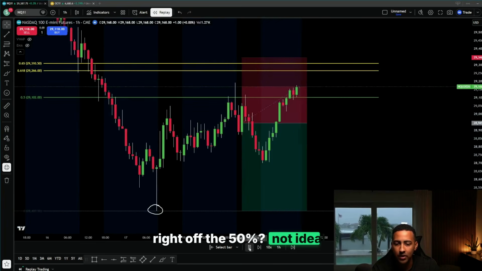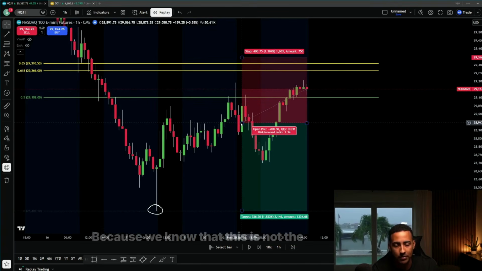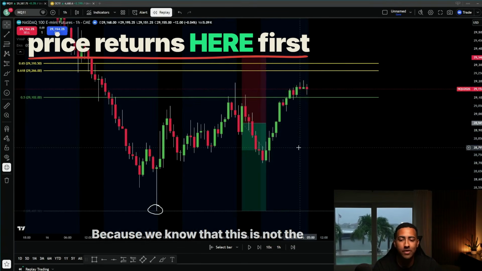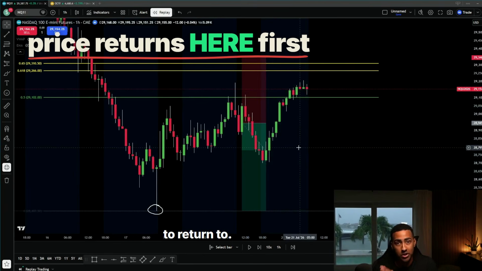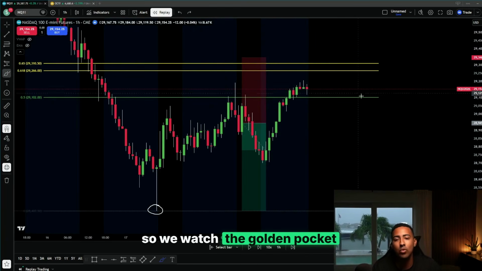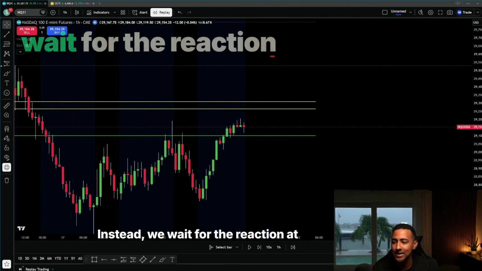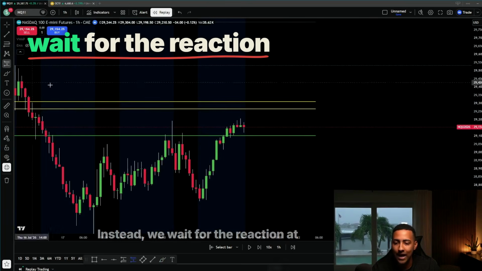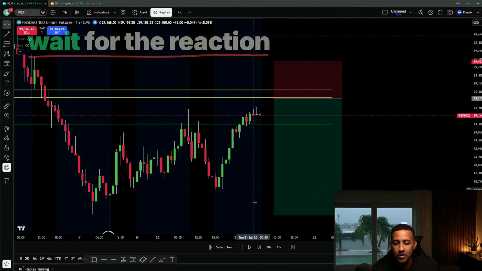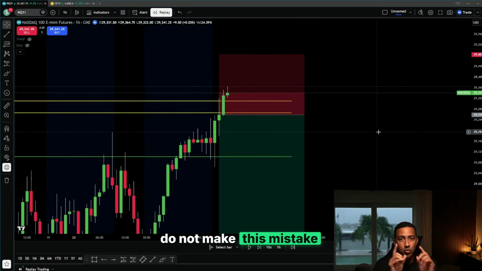So as we sit here, we know that yes, if you take this right off the 50%, this is not ideal, right? Because we know that this is not the first place the market is most likely to return to. The first place that the market's most likely to return to is here. So we need to pay more attention to the golden pocket. That's why we don't take this position. Instead, we wait for the reaction at the golden pocket and we see what it looks like. So as you can see, we come up to the golden pocket here. And do not make this mistake.